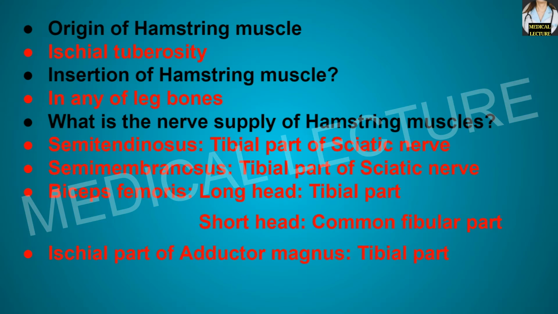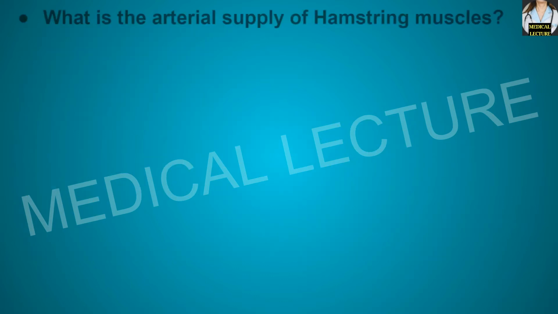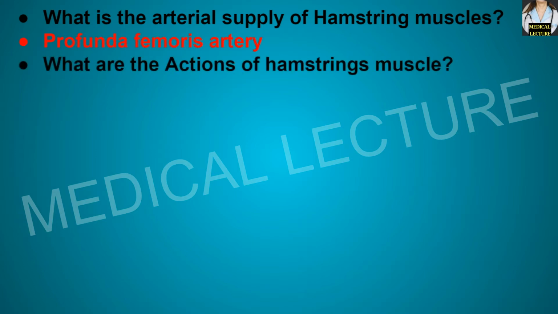So in general, the nerve supply of the hamstring muscle is the tibial part of sciatic nerve, except for the short head of biceps femoris, which is supplied by the common peroneal part of the sciatic nerve. What is the arterial supply of the hamstring muscles? So it is the profunda femoris artery. What are the actions of the hamstring muscles? So they cause extension at the hip and flexion at the knee joint in general action.